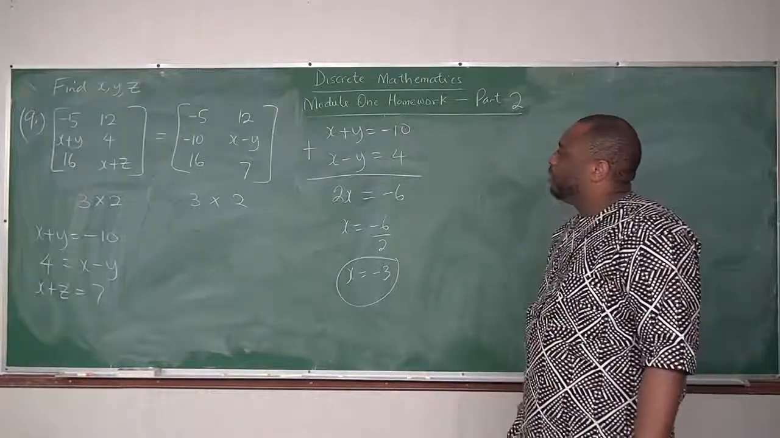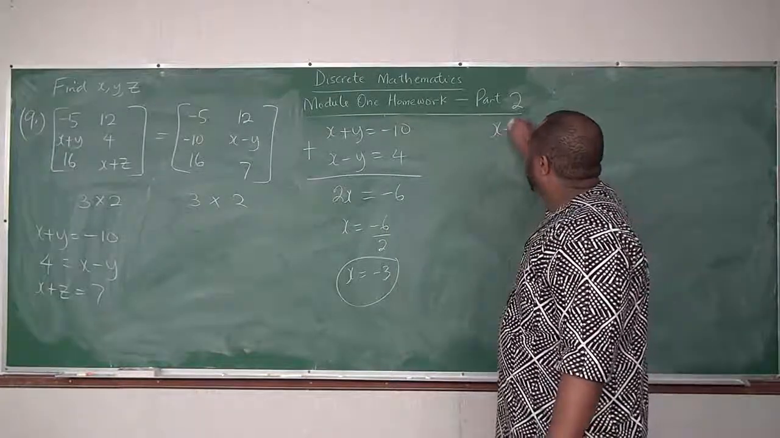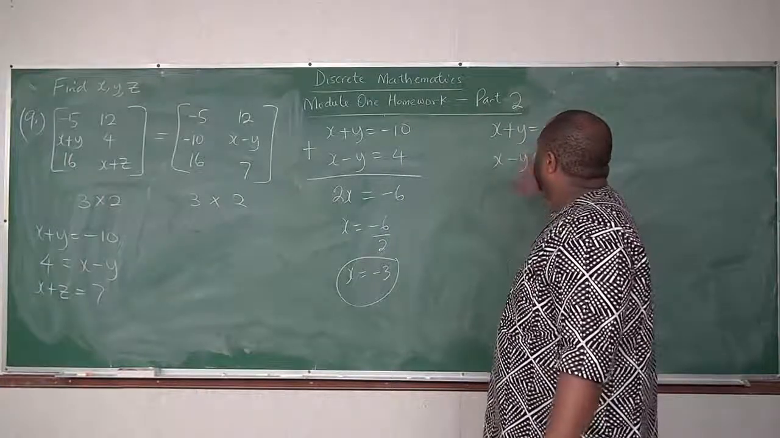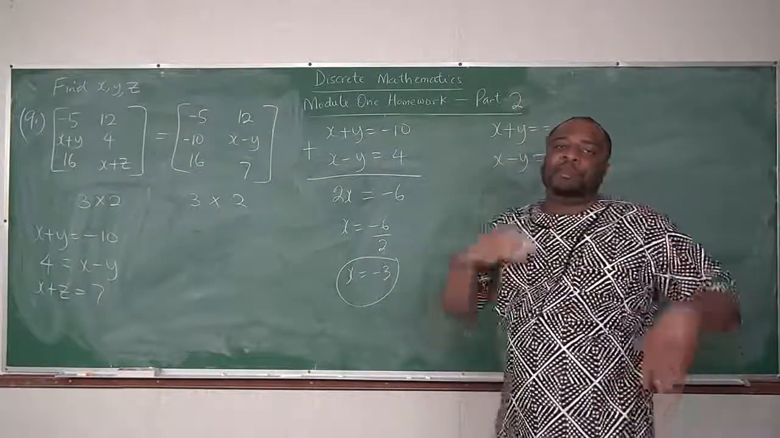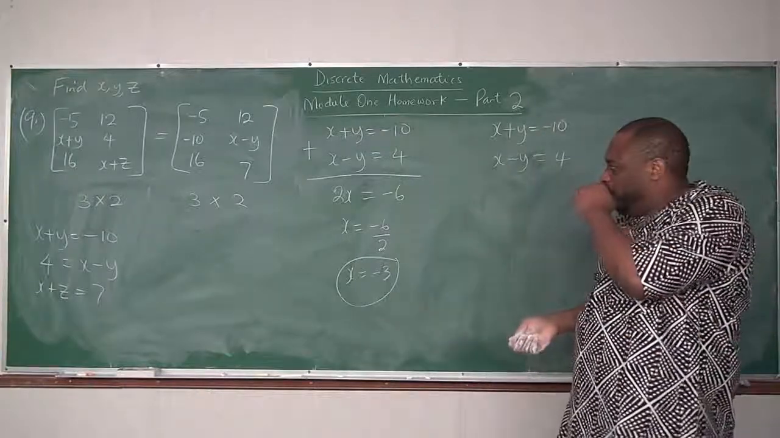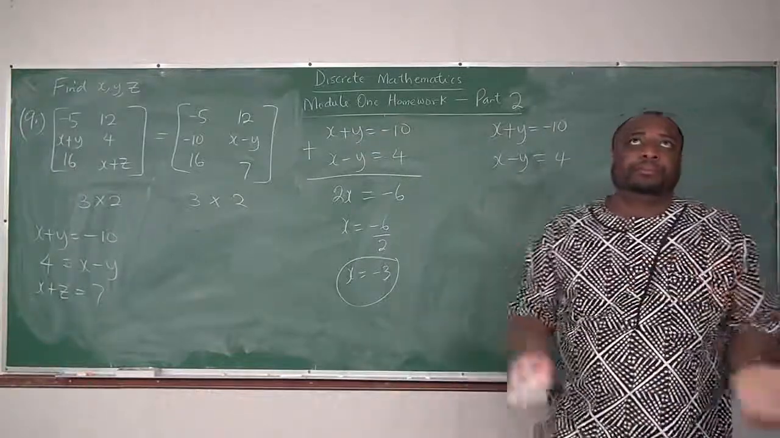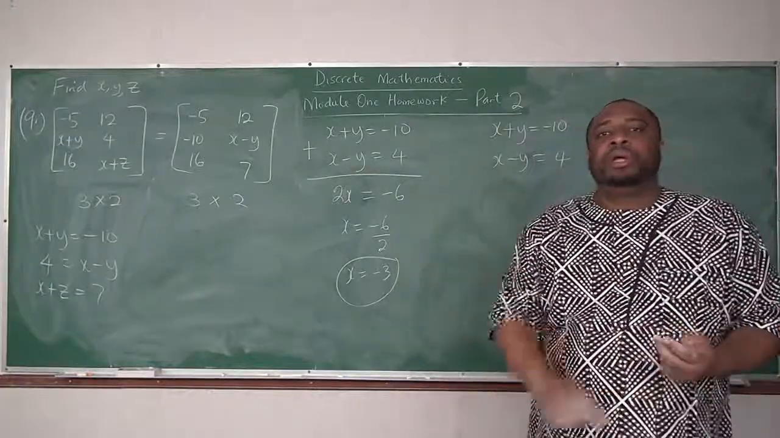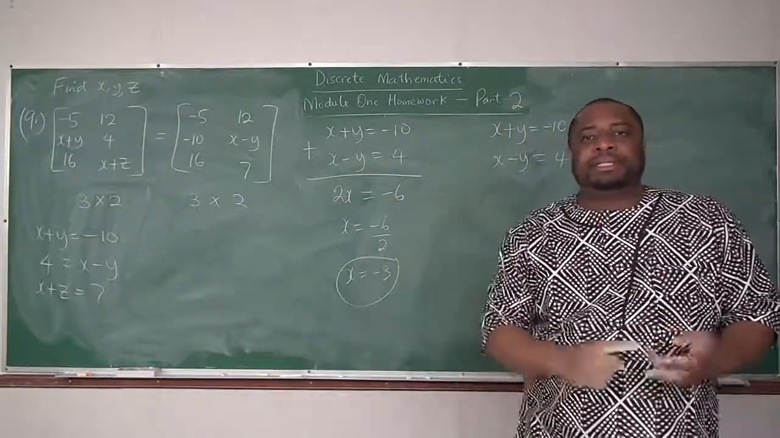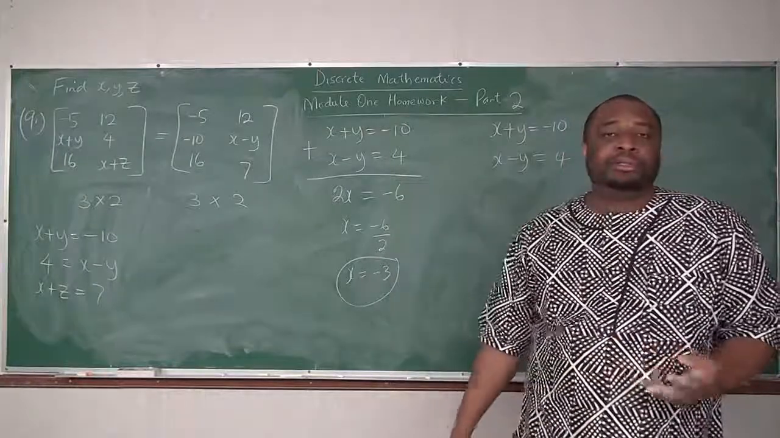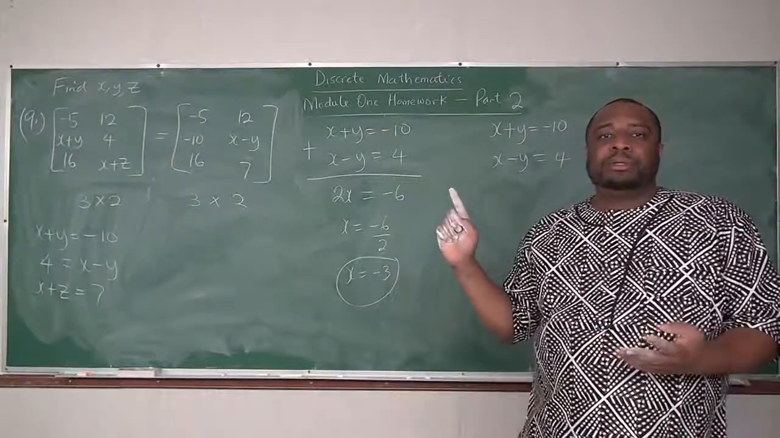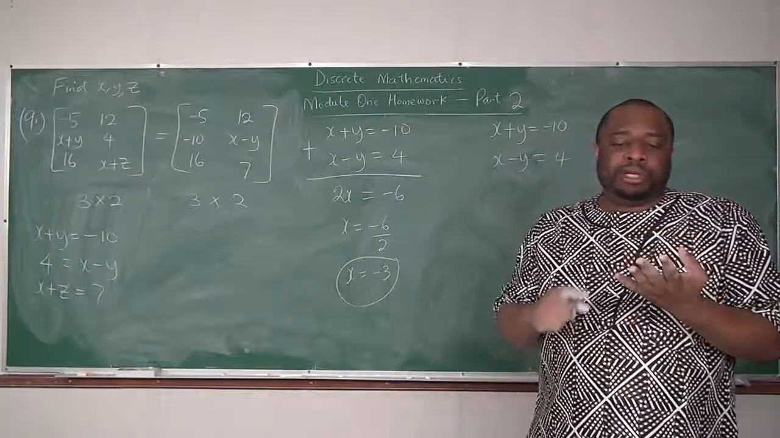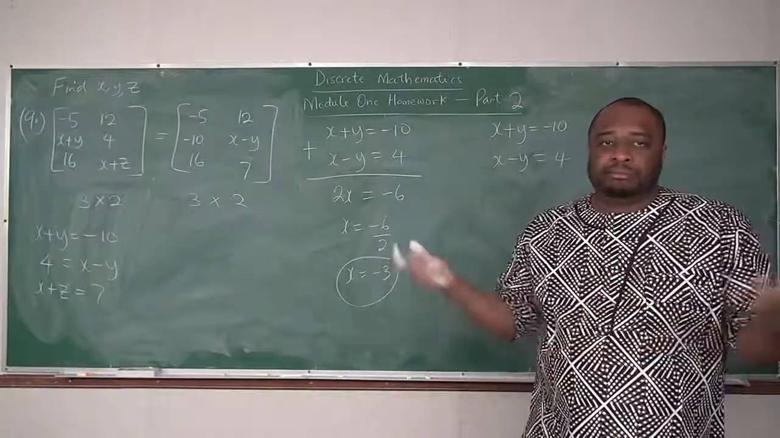Then, for the next one, we could still write this. x plus y is negative 10. x minus y is 4. And you can solve it whichever way you want to. You can use substitution. You can use Cramer's rule, the method of determinants. You can use row reduction method or Gauss-Jordan method. You can also use the matrix inverse method. Okay?